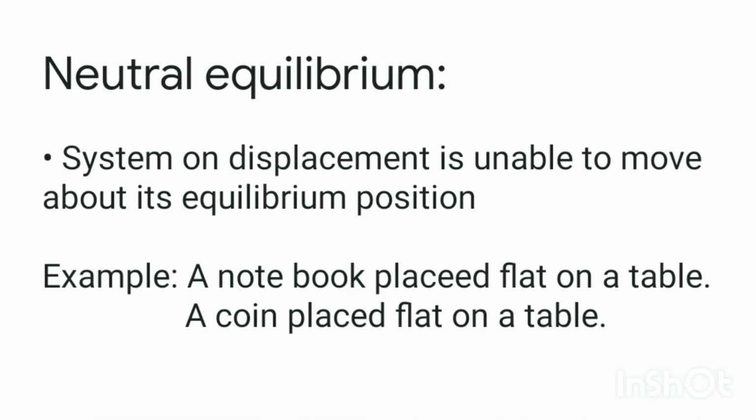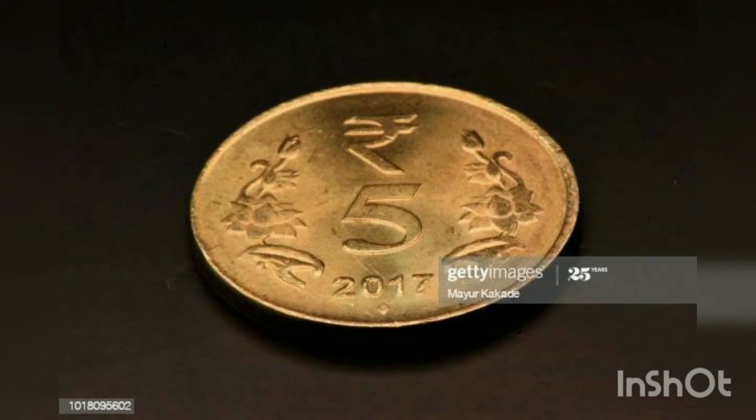Neutral equilibrium. A system on displacement is unable to move about its equilibrium position. Example: a notebook or a coin placed on a table. Here a 5 rupee coin is placed on a table. From this picture we can understand that, unlike the previous two cases, it is said to be a neutral equilibrium.